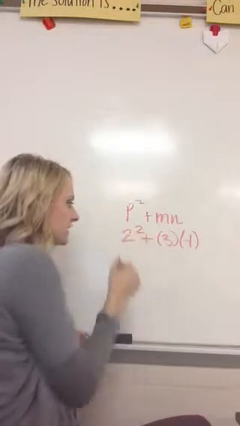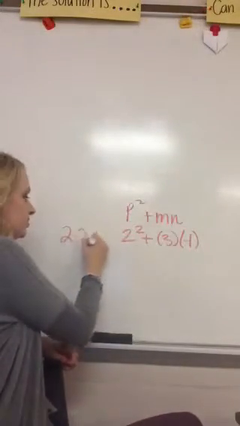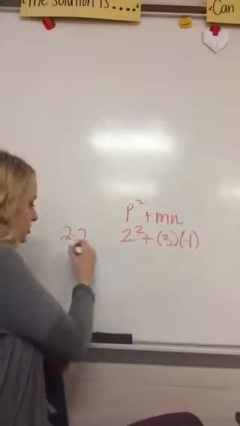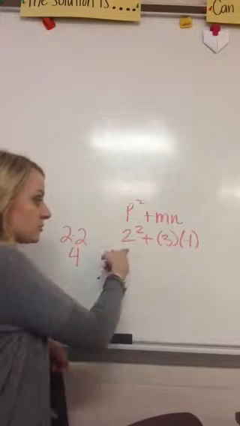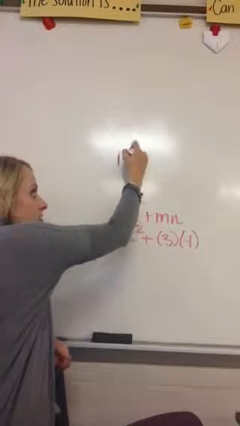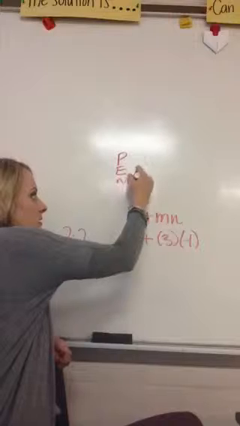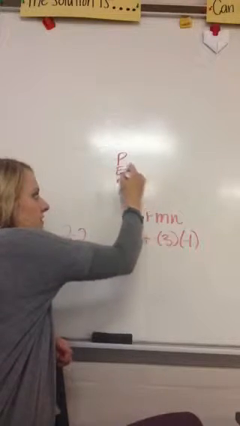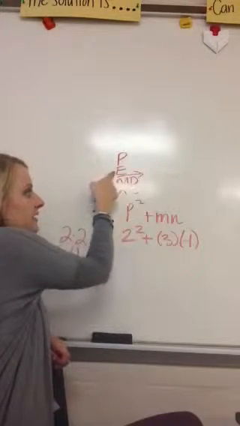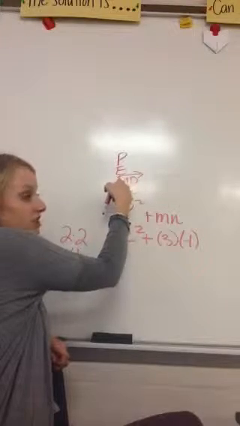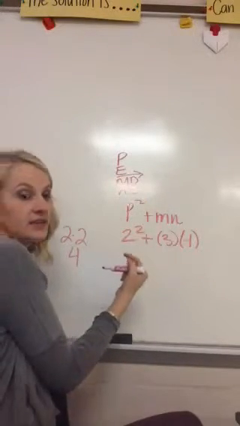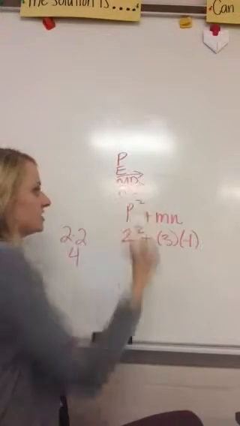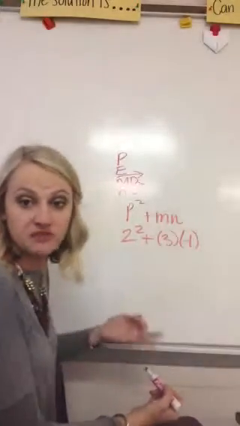So I know 2 to the second power just means 2 times 2, and so 2 times 2 is 4. So exponents come first according to order of operations. I always want to remember that I've got parentheses first, then exponents, then multiplication and division. If I have them both, I work left to right. And then I've got addition and subtraction last, where if I have them both, I work left to right.